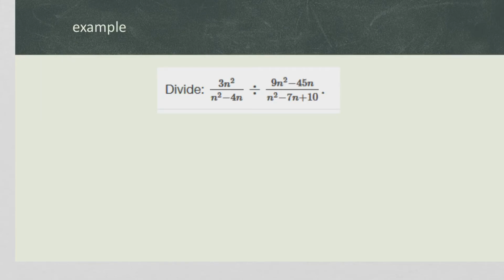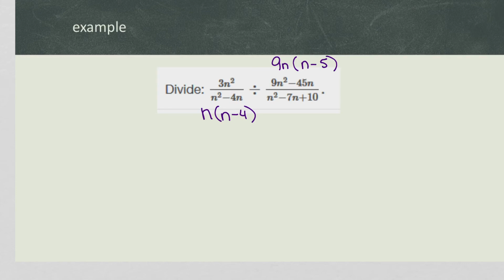Okay, so same thing with this one. I would factor everything and then flip, but you don't have to do it the way I do it. If you want to flip first and then factor, you're totally welcome to do that. So this one on the bottom left, I would factor that to be, let's see here, n times n minus 4. In the upper right, I would factor out my 9n, and then I would have n minus 5 here.